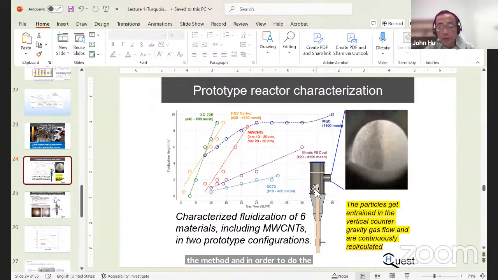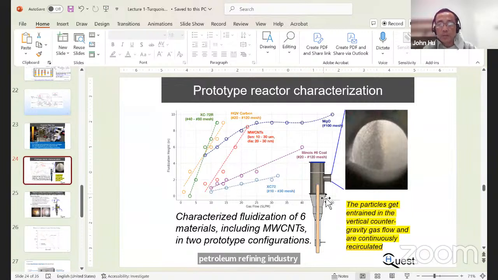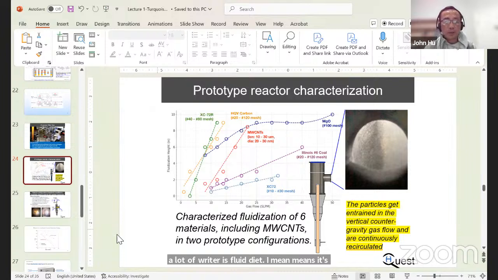And then this is the reactor. Because it's a continuous flow reactor, we have to use a so-called fluidized bed reactor. If you're familiar with the petroleum refining industry, a lot of reactors are fluidized. Fluidized means there's no pressure drop and it's easy to handle.